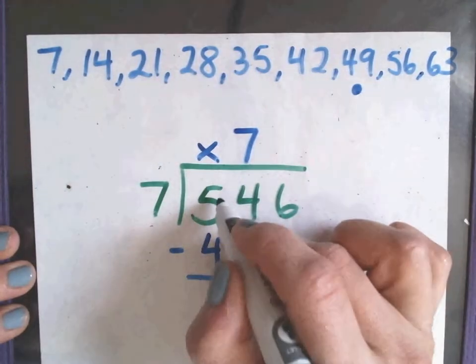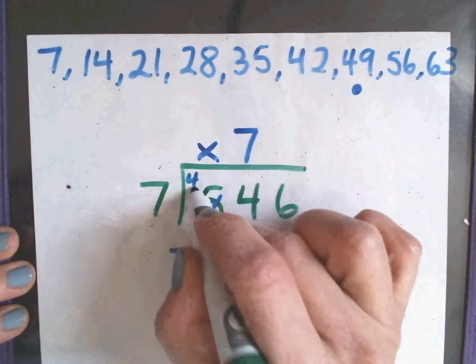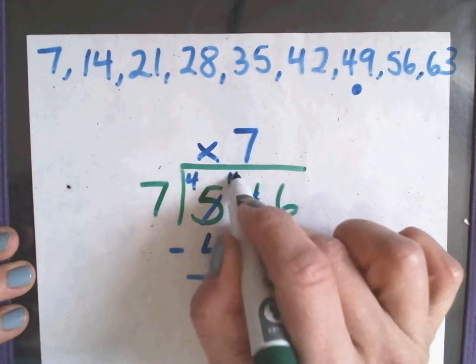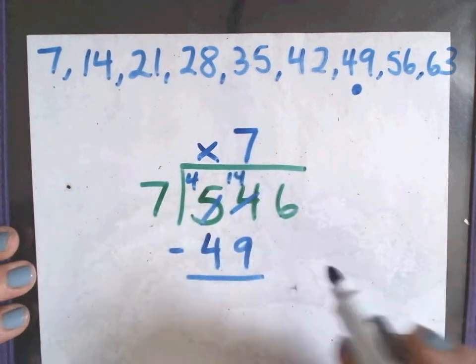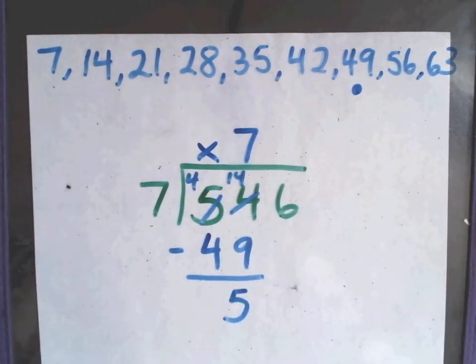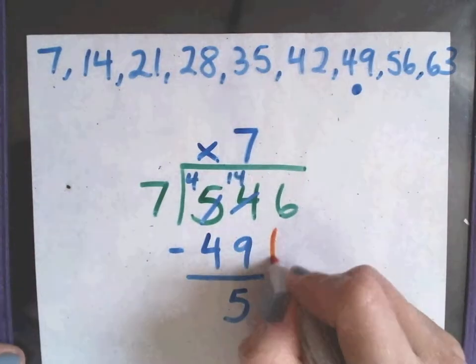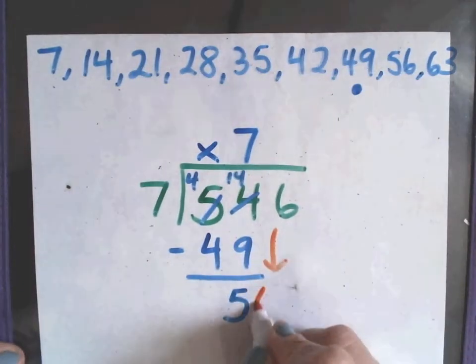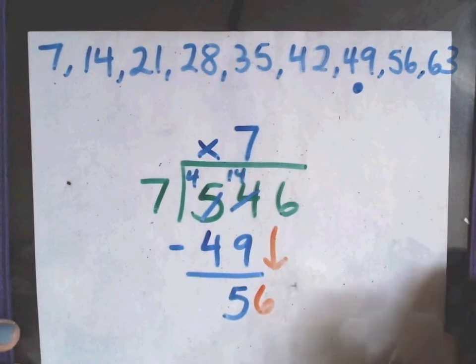So I cannot take 9 from 4, so I'll regroup. The 5 becomes a 4, and the 4 becomes a 14. 14 minus 9 is 5. So now I need to bring down my next number, which is 56.